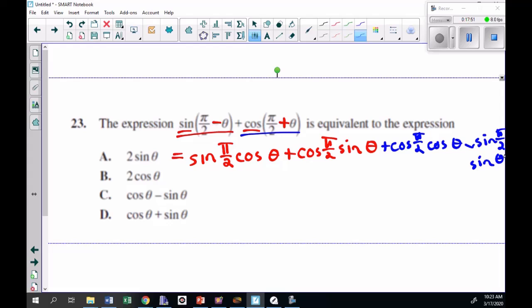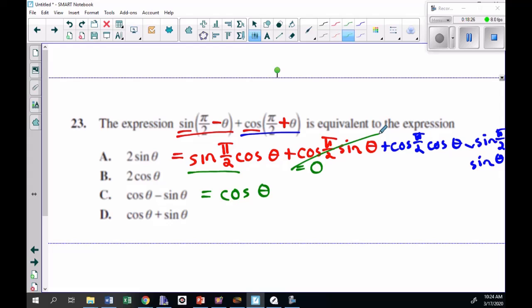Now this, it might look like, well, how can this possibly simplify to one of these 4? Well, the nice thing is when we go to evaluate, sine pi over 2 is actually just 1. So this right here, sine pi over 2 just becomes 1. So we are just left with cos theta. Now, alternatively, cosine pi over 2 is equal to 0, so we don't have to worry about that term. That term is gone.